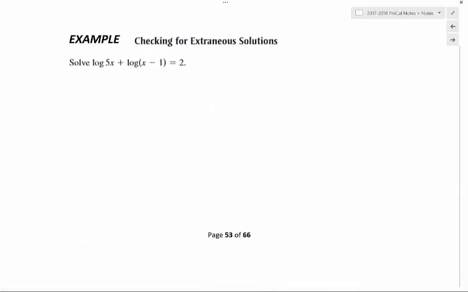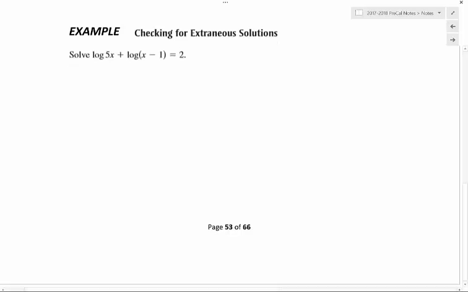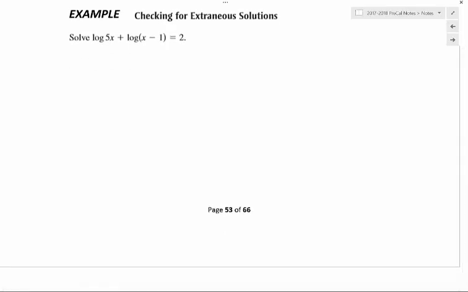Checking for extraneous solutions. Solve log 5x plus log of x minus 1 equals 2. So what I'm going to do in this case, I'm going to solve it. I'm going to do a product here. Log, and I'll get 5x times x minus 1, and all that equals 2.